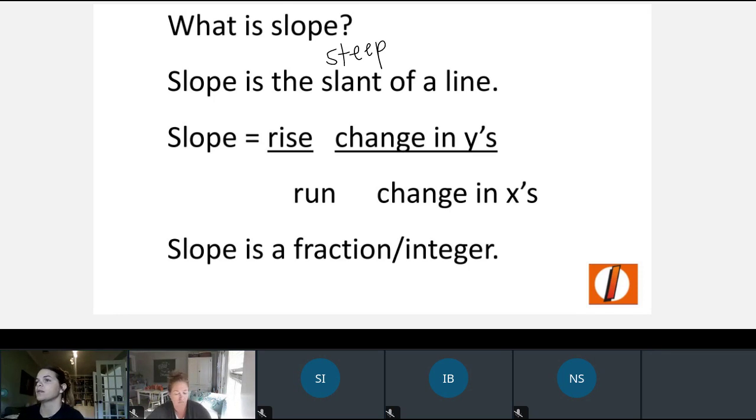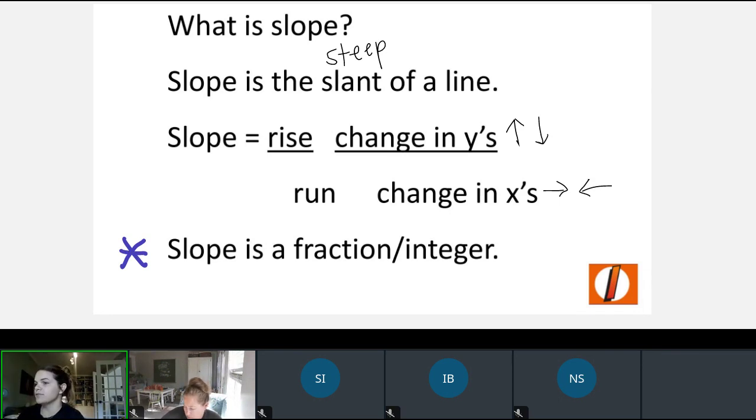Like Angel was saying, slope is rise over run. On the top, we have the change in y, so we're either going to go up or down. And then the change in x, so left or right. This one is kind of backwards from your ordered pair. We're always going to leave our slope as a fraction or an integer. An integer is just a counting number.